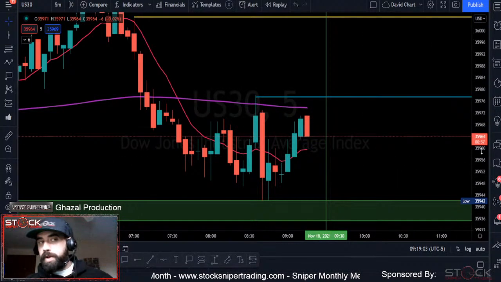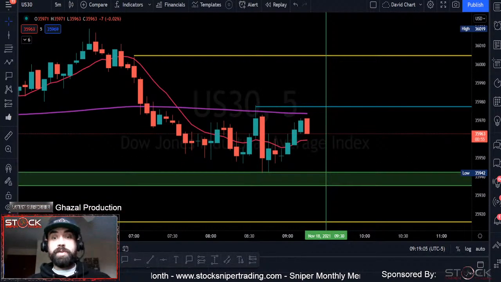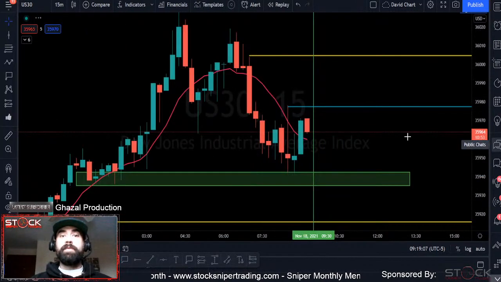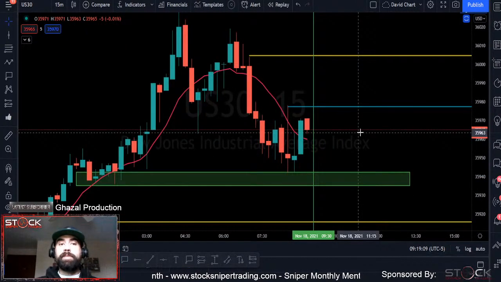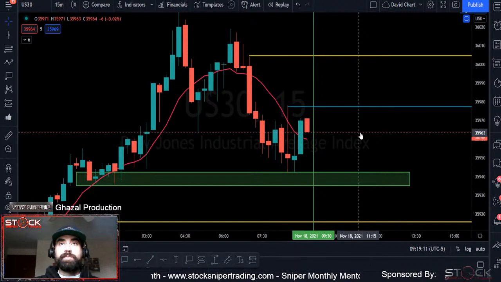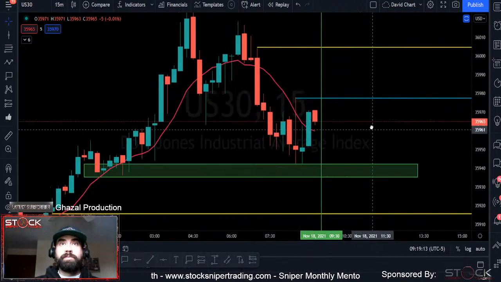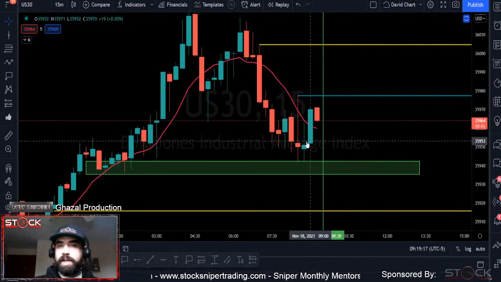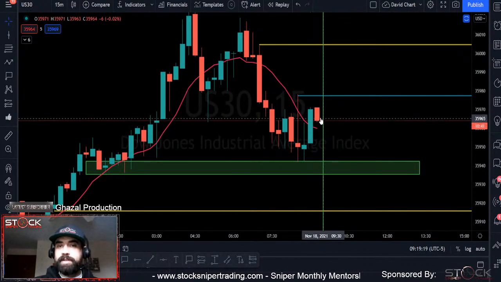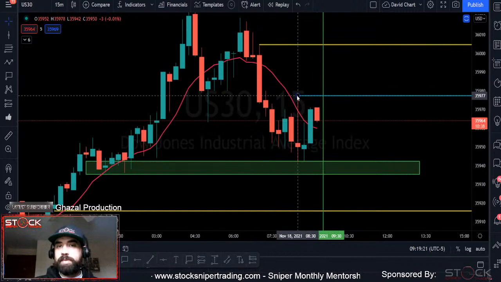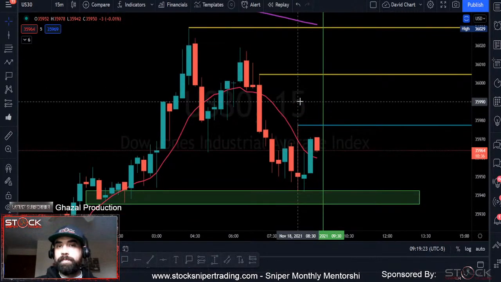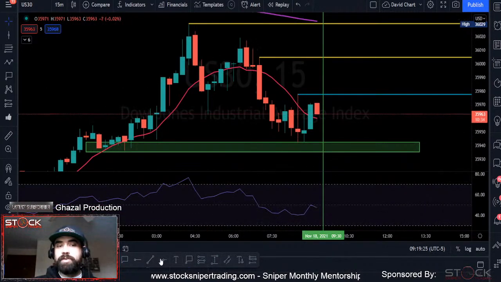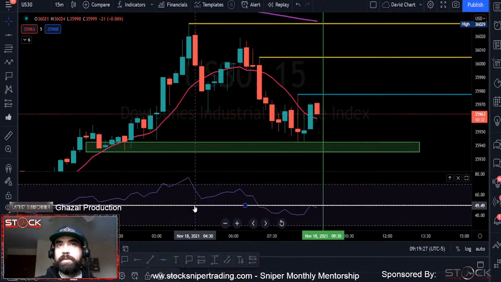So under 1 minute left on US 30. I want to check US 30 on the 15 minute also. Very important to always check 15 minute time frames. Look, bouncing out of demand, getting some resistance here. We'll see now how far we're away. Draw the 50 line.